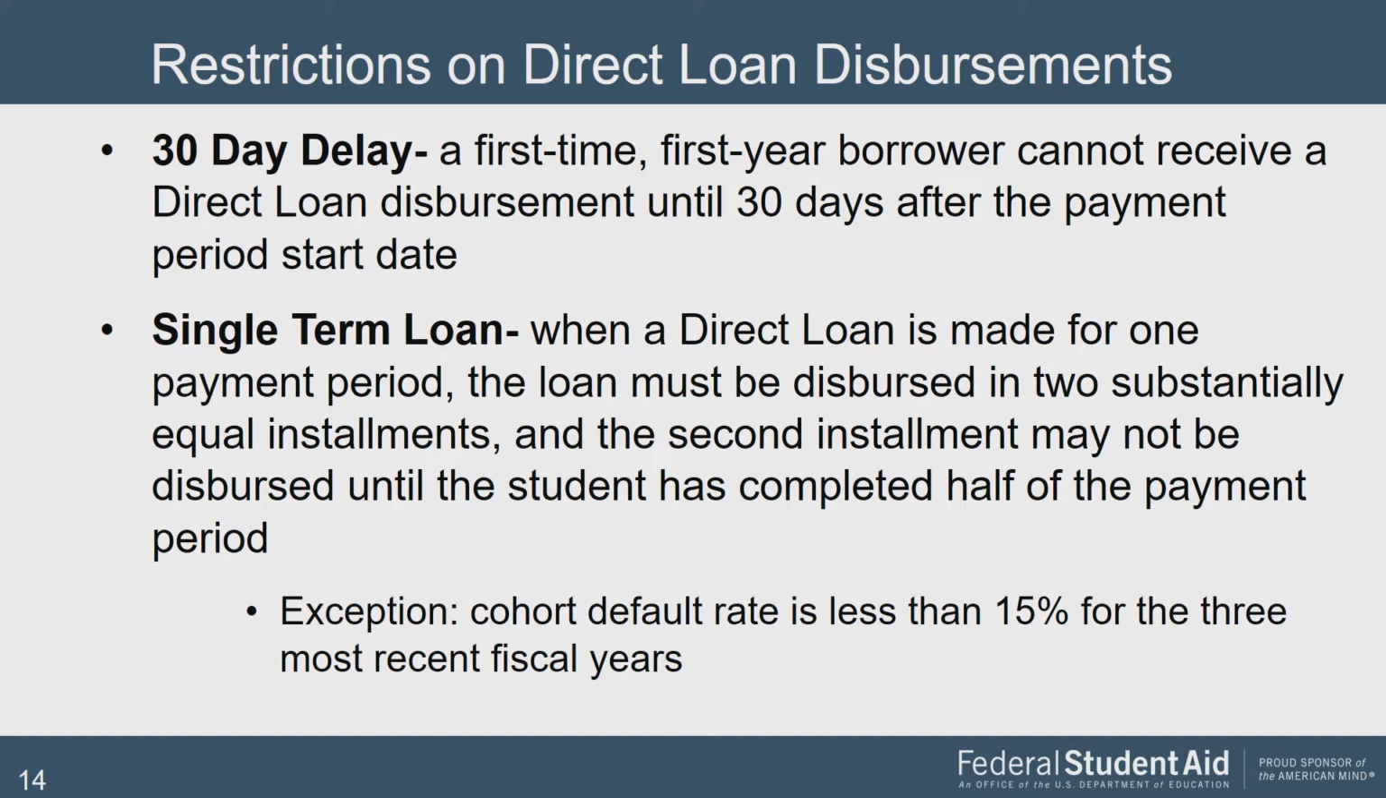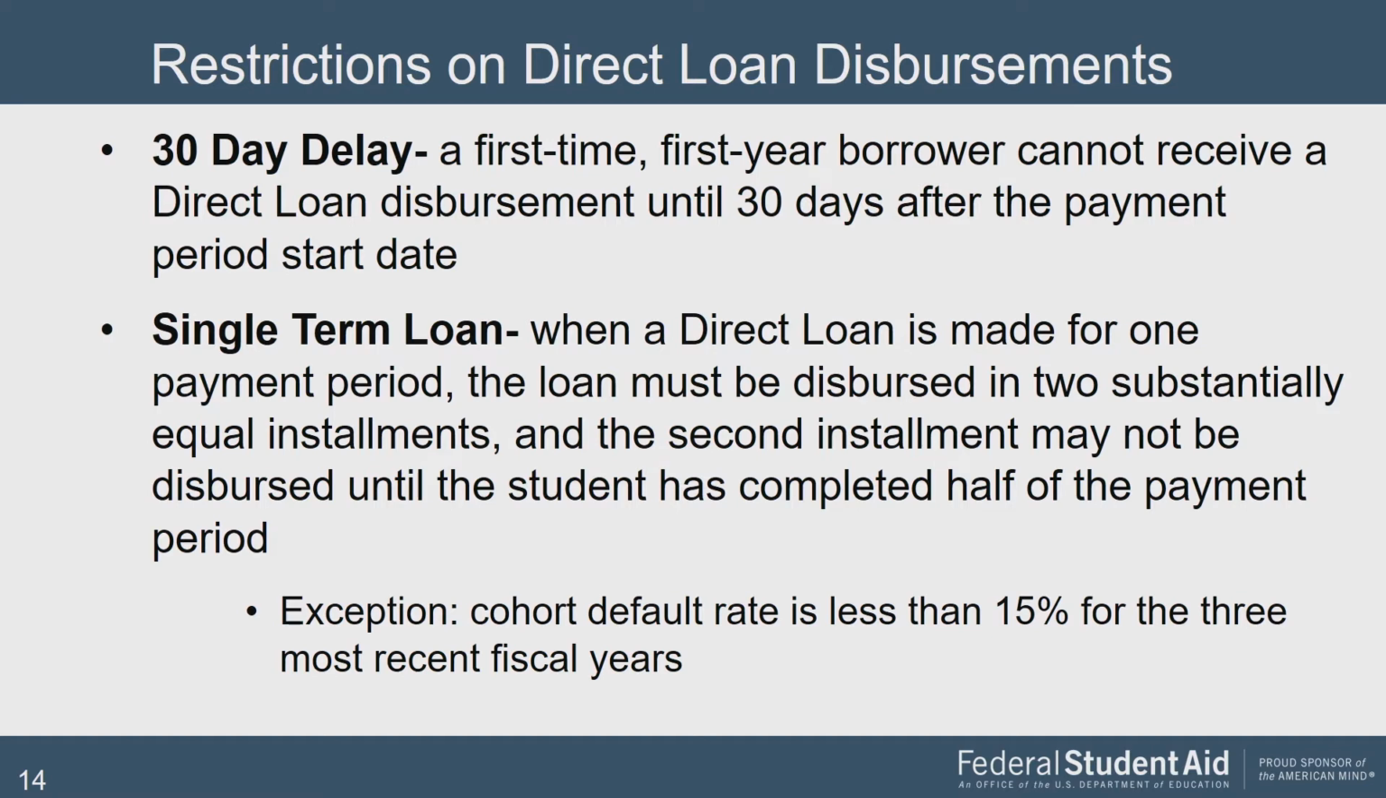So there's a required 30-day delay for our first-time, first-year borrowers, where you have to wait 30 days after their start date before you can actually disburse direct loan funds to them. And this applies across the board unless you have a cohort default rate that was less than 15% for your 3 most recent fiscal years.